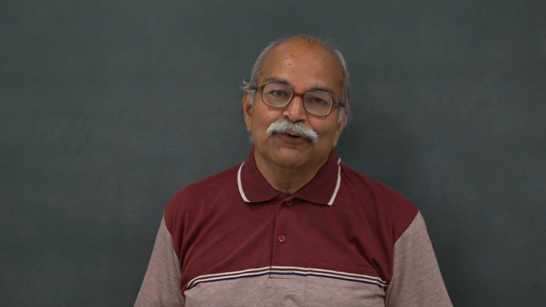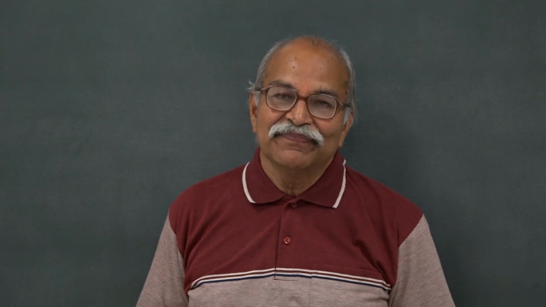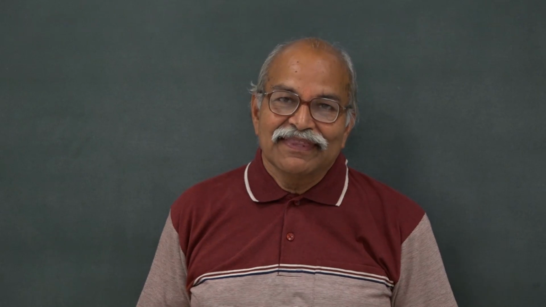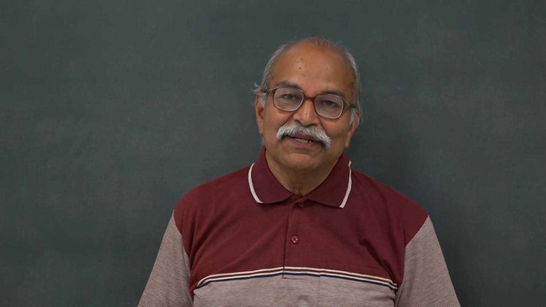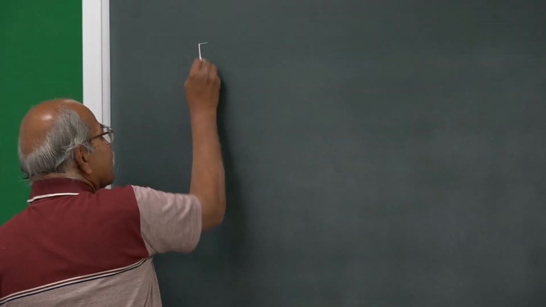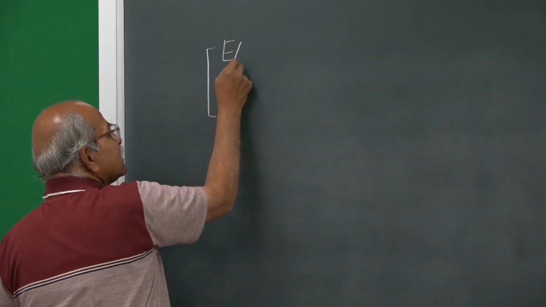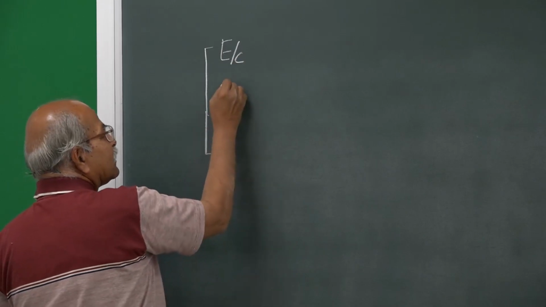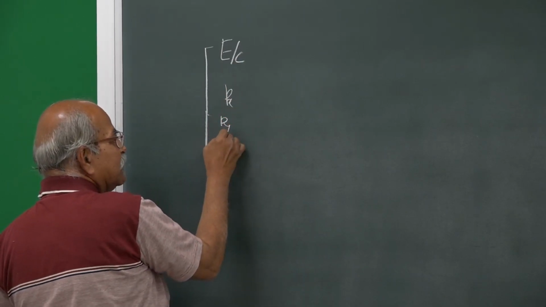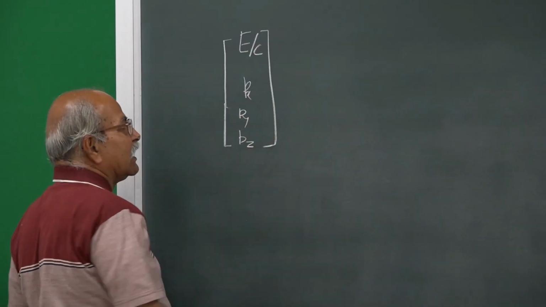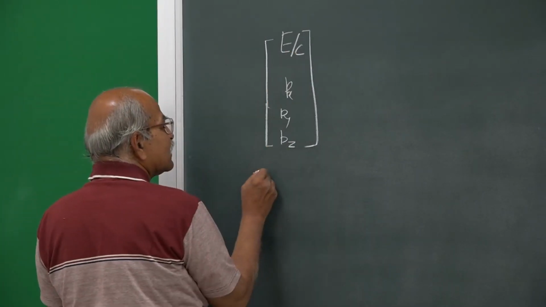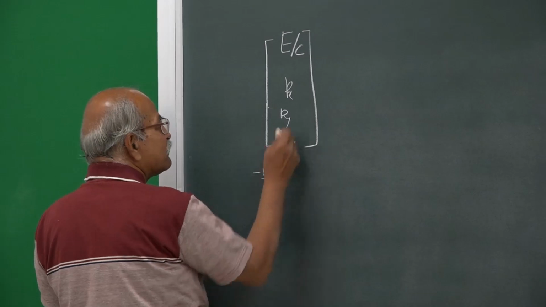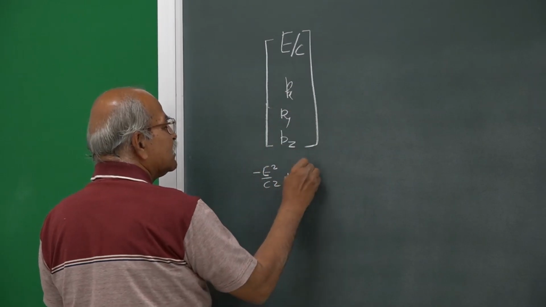So using the 4-vector property of energy-momentum, we derived last time that E square minus P square c square should be invariant under Lorentz transformation, because the vector is E by c, that is the 0th component, and then Px, Py and Pz. This is the 4-vector, and the magnitude of this vector squared is minus of this quantity, and then plus this square plus this square plus this square, which is P square.